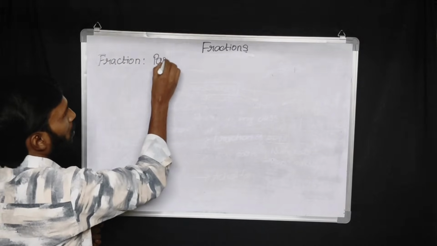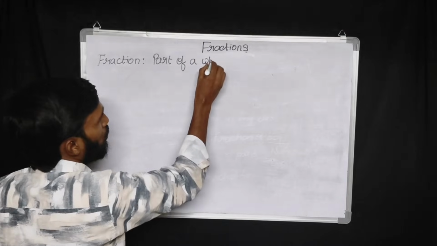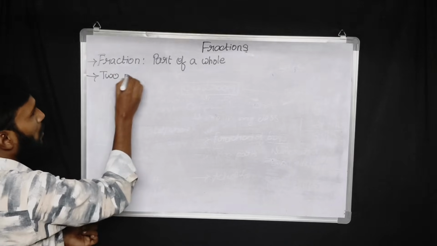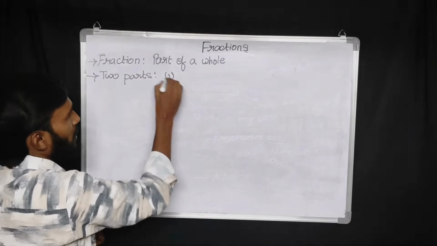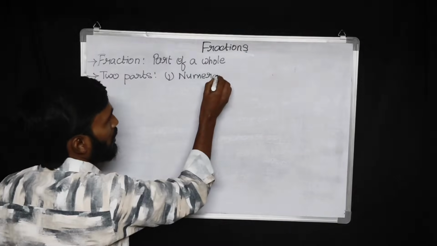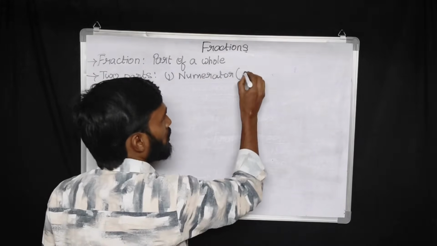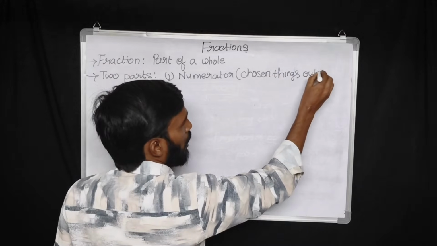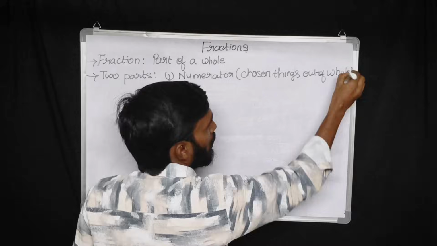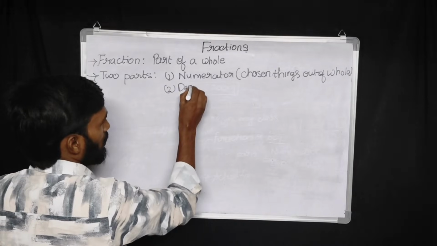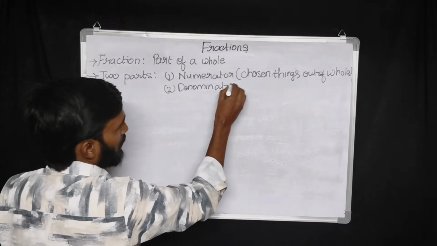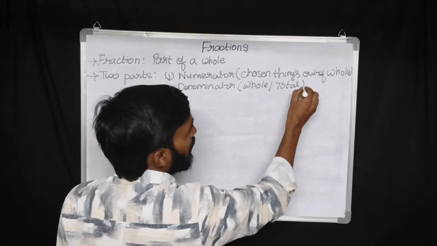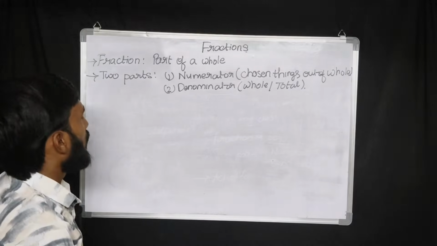Write that, part of a whole. Next, we have how many parts? Two parts. The first one is the numerator, which tells us about the chosen things out of the whole, and the denominator is nothing but the whole or the total things.